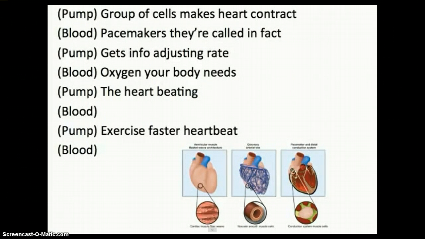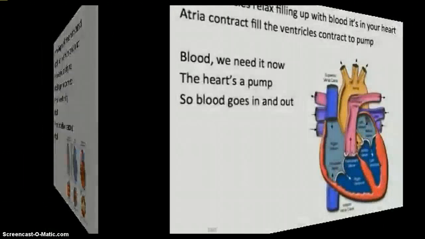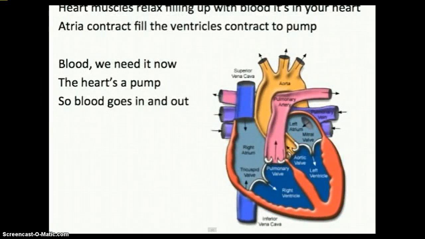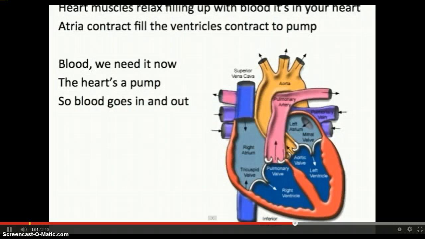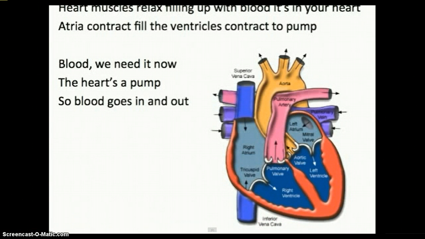Exercise, faster heartbeat. Heart muscles relax, filling up with blood. It's in your heart. Atrium contract, feel the ventricles contract too.